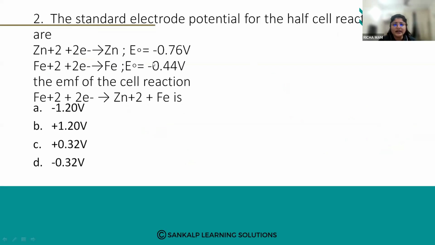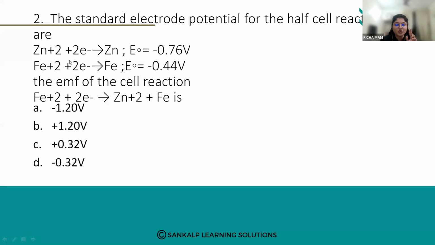The standard electrode potential for the half cell reactions are, okay. So there are two, we know what a half cell is. Half cell reaction, right hand side, left hand side, at cathode, at anode. So these are the half cell reactions. At cathode is one half cell, at anode is another half cell reaction. So here two half cell reactions are given.